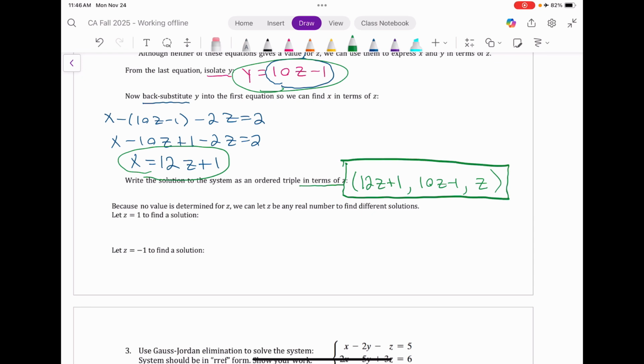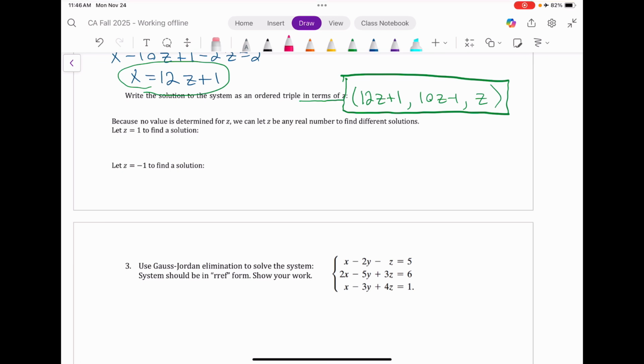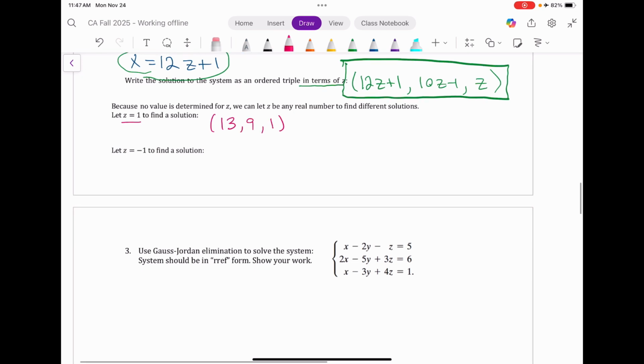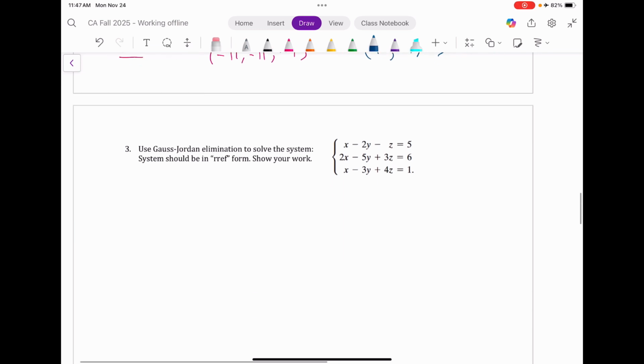This represents the infinite number of solutions in our system, but we can plug in any value of z to represent some solution. So if we let z equal 1, for instance, one solution would be 13, 9, 1, just by plugging it in. Or if we plug in negative 1 for z, we would get negative 11, negative 11, negative 1, and so forth. We could let z equal 0 to generate another solution. That would be 1, negative 1, 0. So you could do this all day, just letting z equal any arbitrary number.